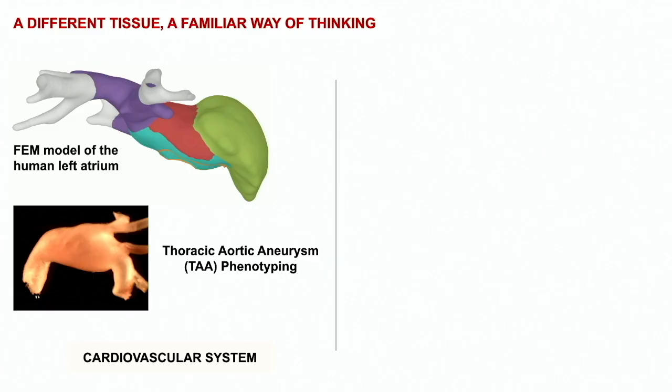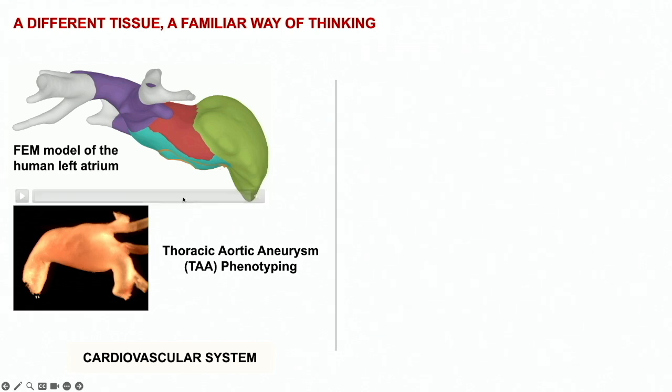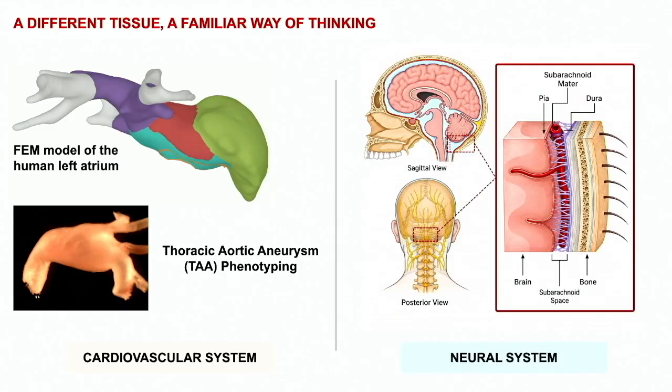So my own research has largely focused on the cardiovascular system. This slide shows two examples of that. Up top is a finite element model of the left atrium of the heart, for the study of atrial fibrillation, and then at the bottom is a gross anatomy image of a thoracic aortic aneurysm in a mouse model for biomechanical phenotyping of those tissues.